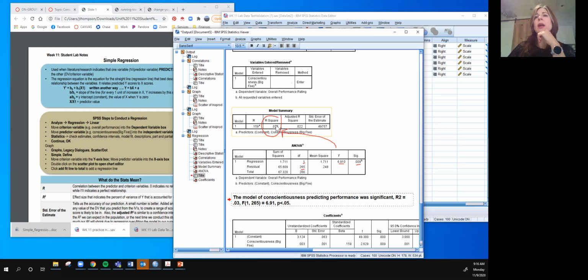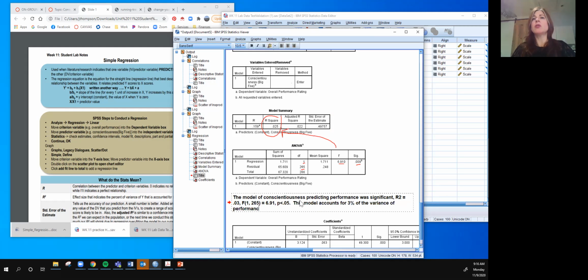And so hopefully you can see where I got this from. So the other thing we would write is, this model, which right now only includes one variable, but when it includes more, it wouldn't be multiple variables. This model accounts for 3% of the variance of performance, which doesn't seem like much. But is significant, and we'll show later what that looks like.